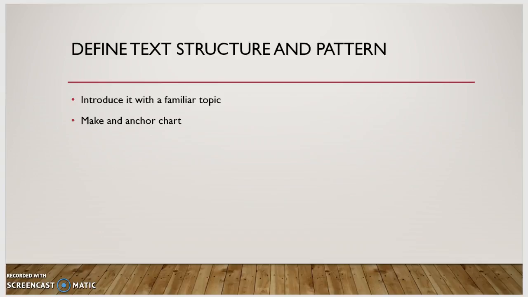When you're teaching it explicitly, the first step you want to do is define text structure and pattern. And by doing that, you are introducing it with a familiar topic. So think about something that your students already know, and then come up with an example of a cause and effect in that situation and that topic, and explain that situation to them and have them make that connection to cause and effect.